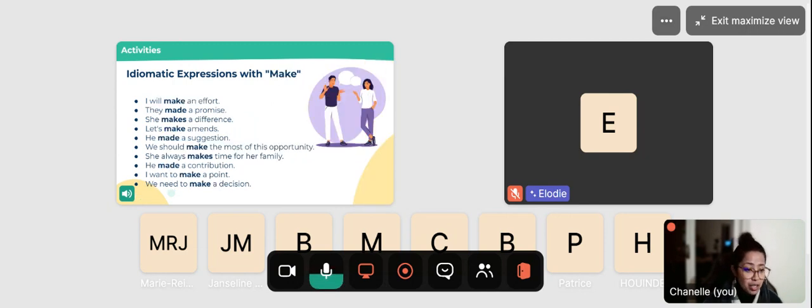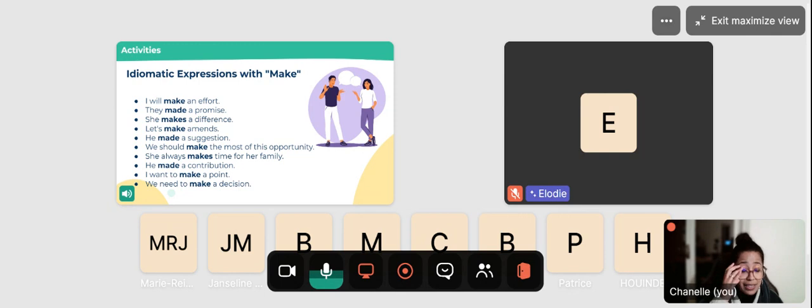Idiomatic expressions with make. I will make an effort. Je vais faire un effort. They made a promise. She makes a difference. Let's make amends. And when we talk about amends, en français, le mot c'est amends, c'est modifier ou amender ou corriger.